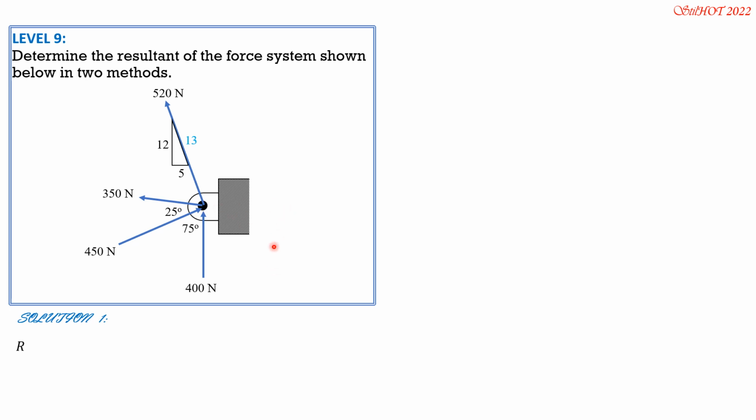Therefore, Rx is beginning with 520, negative 520 times 5 over 13. 350 is also negative, 350 cosine of 10. Remember, this is 10 degrees. Then 450 is positive, pointing up, 15 degrees above the horizontal, so plus 450 cosine of 15 degrees. Then 400 has no x component. So simplifying, Rx is negative 110.02 newtons.